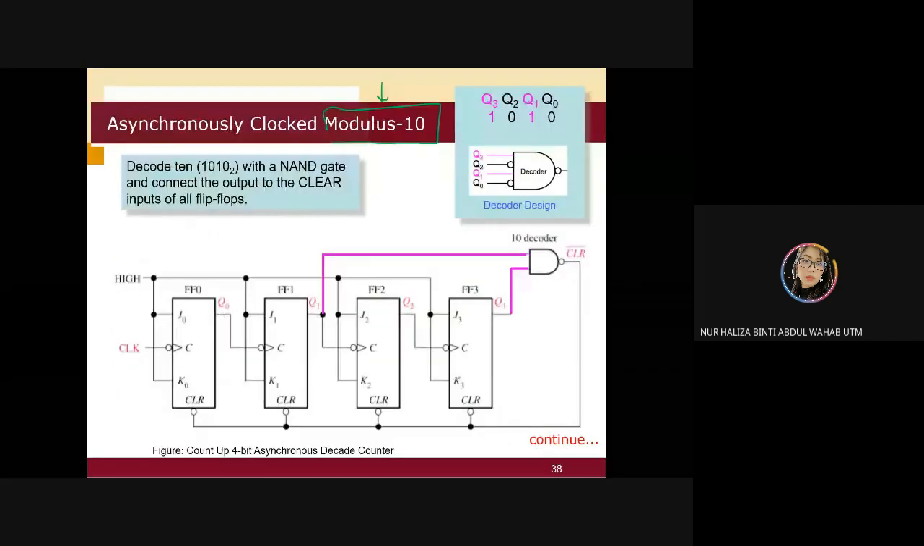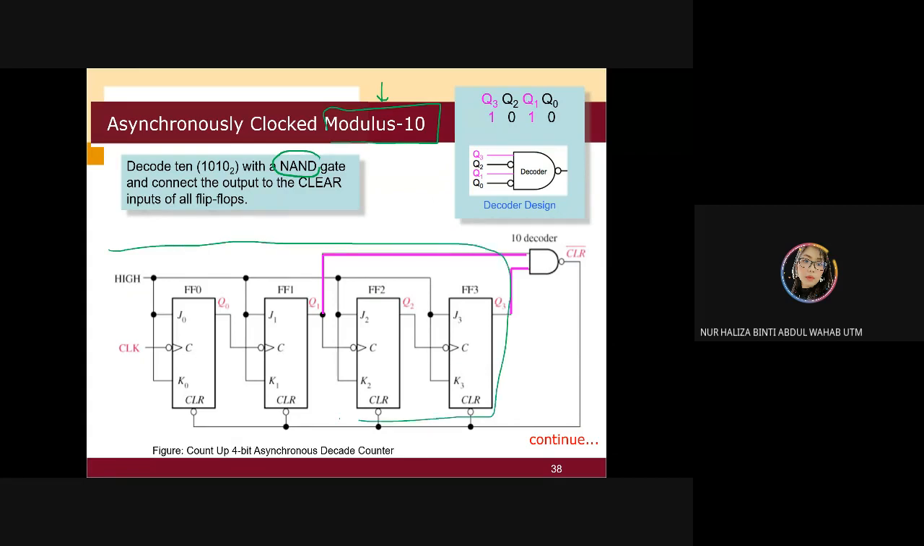And for the decade counter, the only difference is that you need to add a NAND gate. The rest is similar. You can see here it's all similar. But if you have the decade counter, you need to add a NAND gate, and this output will be connected to your clear. So this is in terms of new connections that you need to look into.